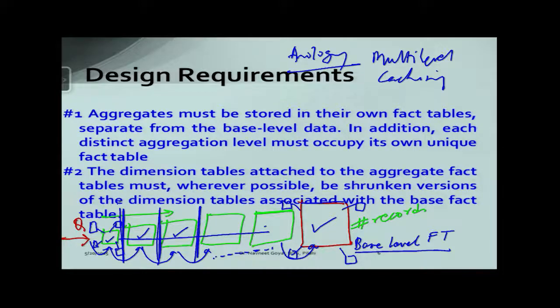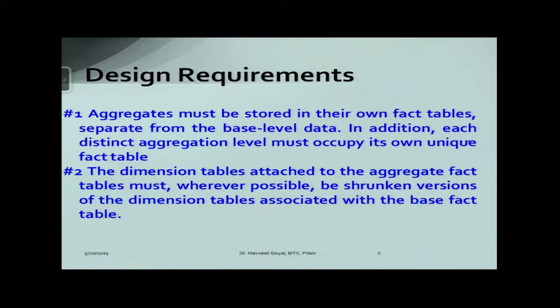So the design requirements, let me clear this. Now we have the final design requirements for aggregates. There are 4 rules basically. Aggregates must be stored in their own fact tables, separate from the base level data. So this is the first thing, and this is very important. I'm going to highlight this in the coming lectures, maybe in today's lecture itself.